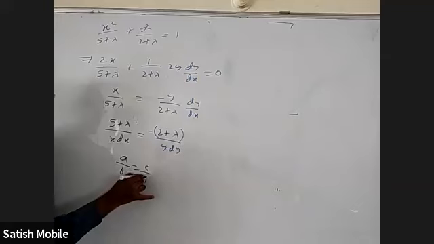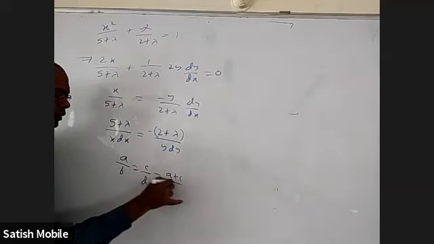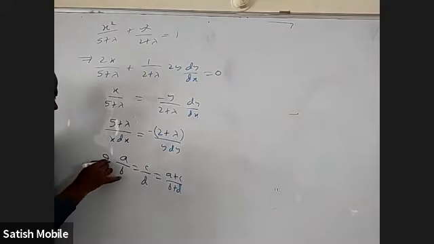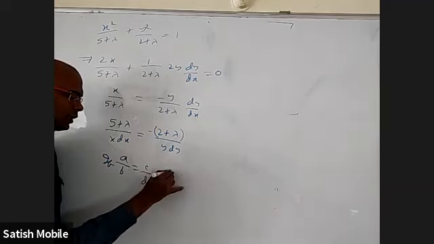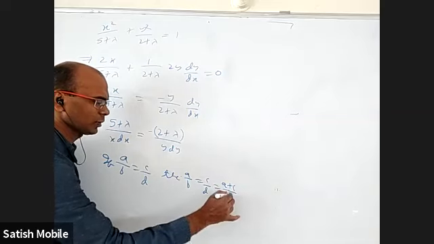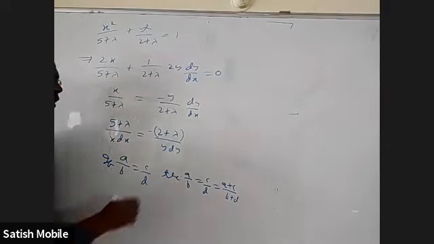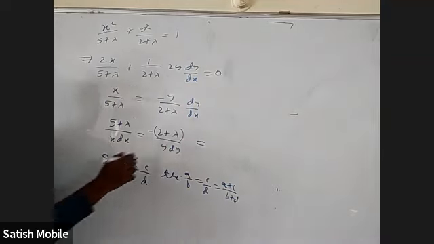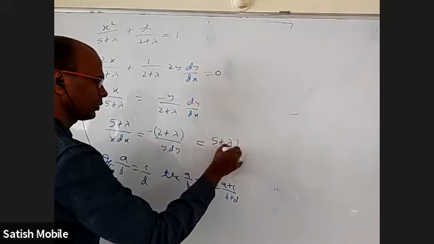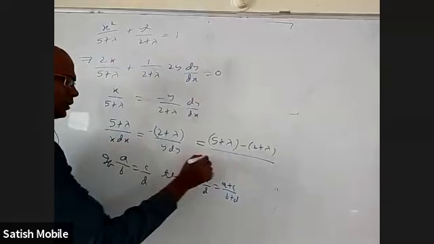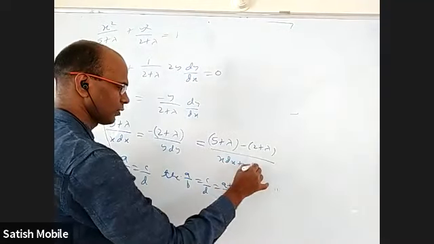Whenever a by b equal to c by d, I can even write it equal to a plus c by b plus d. Am I right? All of you know this. If a by b equals c by d, then a by b equals c by d equals a plus c by b plus d. Based on that, I can equate this. First of all, this I readjusted. I can write this plus this, which is 5 plus lambda minus 2 plus lambda by x dx plus y dy.